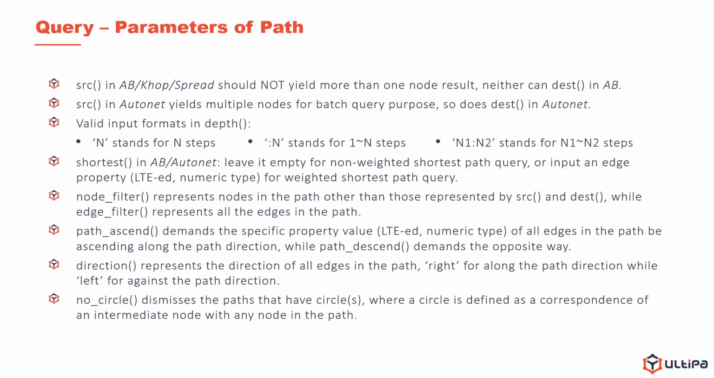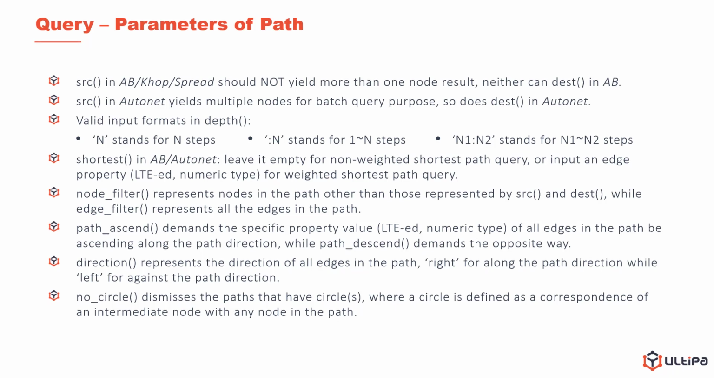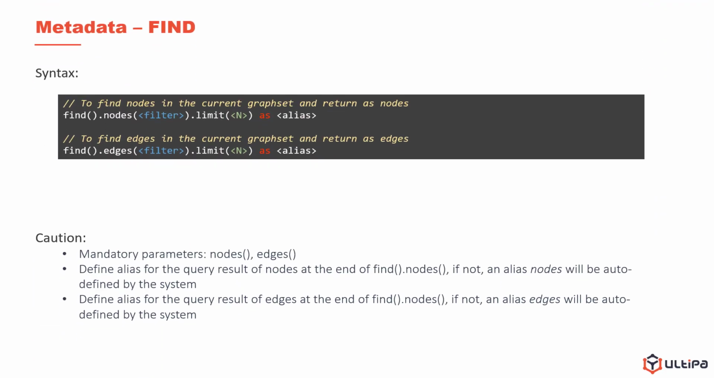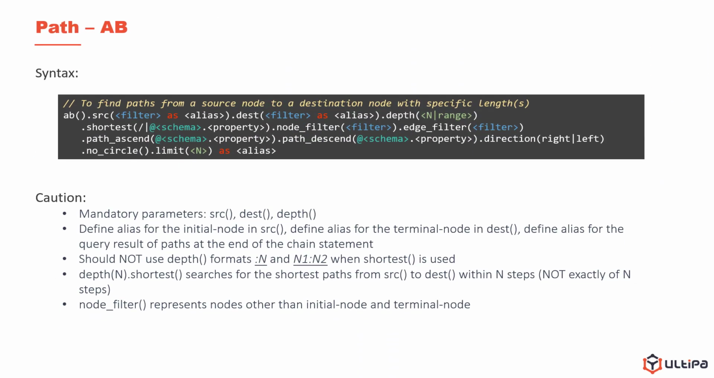Here's the summary of parameters of path query, most of which are already covered in the demonstration just now. Let's check the syntax. The default alias of the result of find nodes command is nodes, while that of find edges is edges. AB command returns path. It has the most parameters compared to the rest of path query commands.